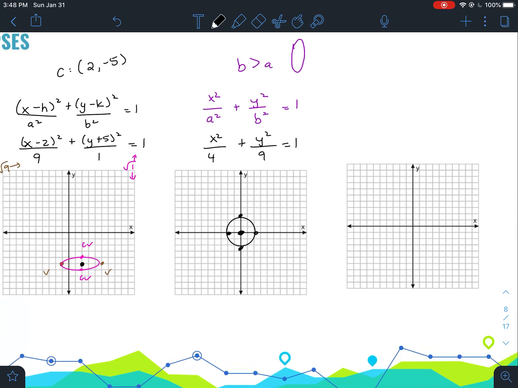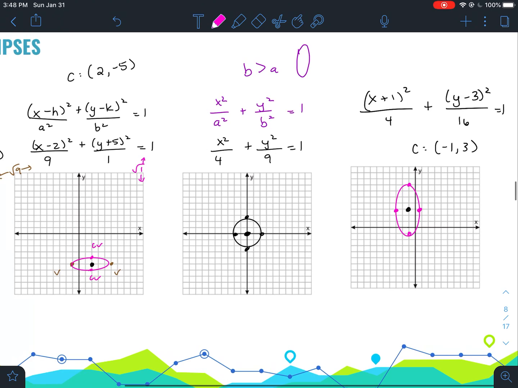Or we can move that ellipse off of the center 0, 0. So we could have something like (x + 1)² over 4 plus (y - 3)² over 16 equals 1. The center of this ellipse would be at -1, 3. Then we move 2 left and right, and we move 4 up and down: 1, 2, 3, 4. Then connect those, and that would be that ellipse.